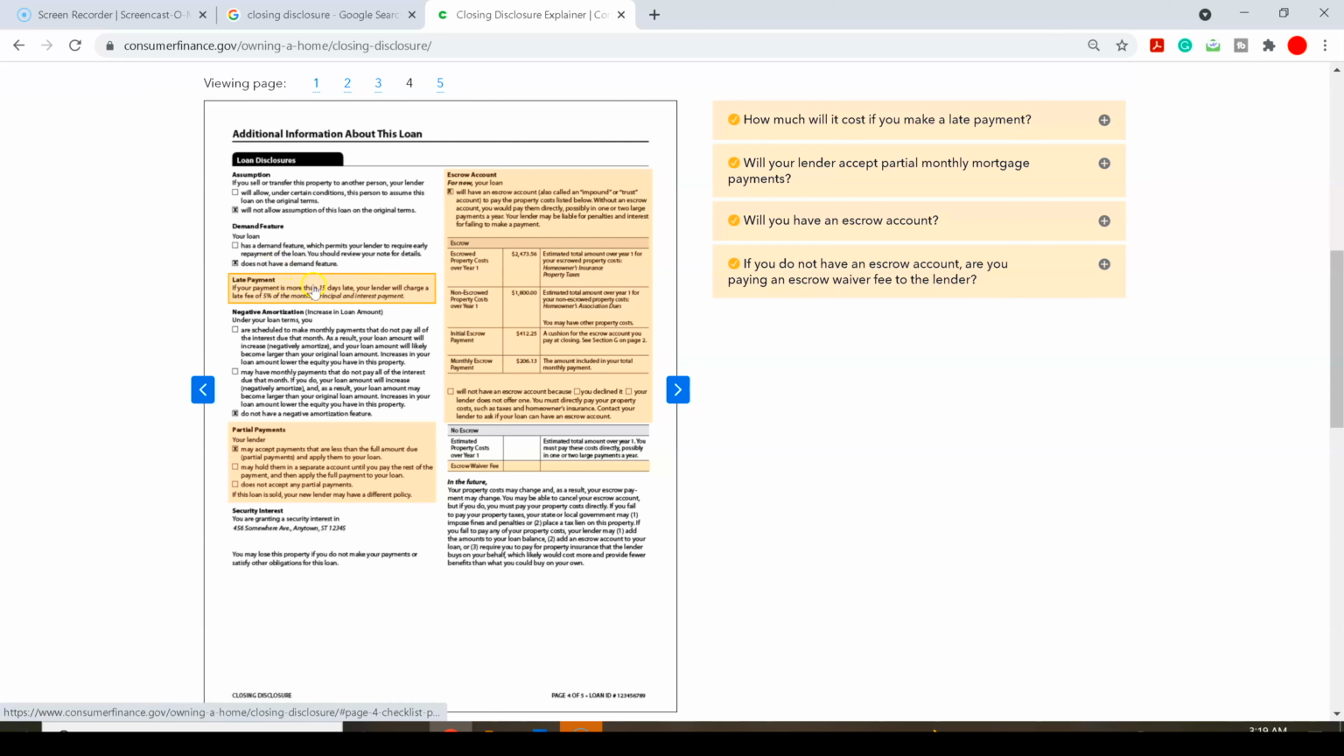This is going to be your late payment details. And then here it's going to tell you whether your loan has negative amortization or not, and whether your lender is going to take partial payments. And this is going to break down your escrow account. So just a lot of important details here that you need to go over and read at your own discretion.